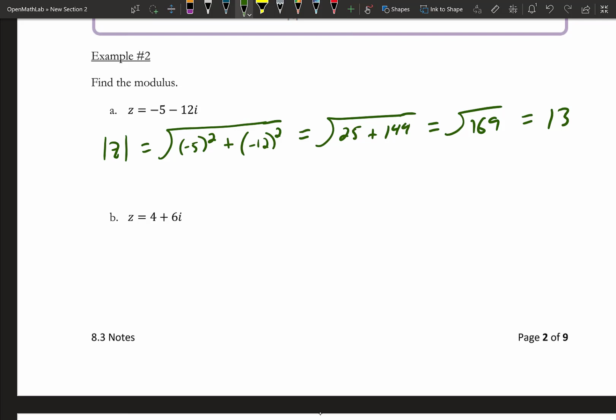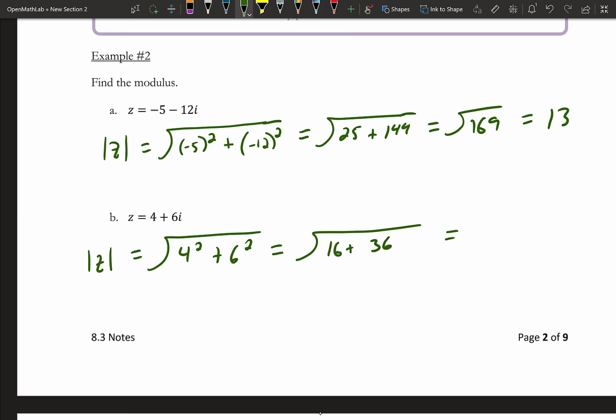So for part A, the modulus of z is 13. And then for B, we have z equals 4 plus 6i. So the modulus of z is going to be equal to the square root of a squared, which would be 4 squared, plus b squared, which is 6 squared, equals the square root of 16 plus 36. So then 16 plus 36 is 52. Right, so we have the square root of 52.